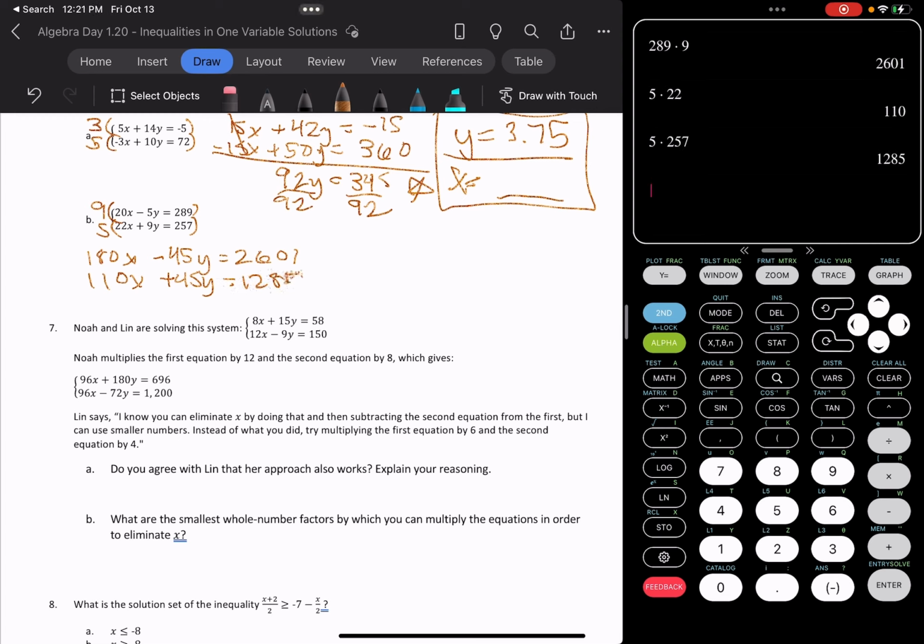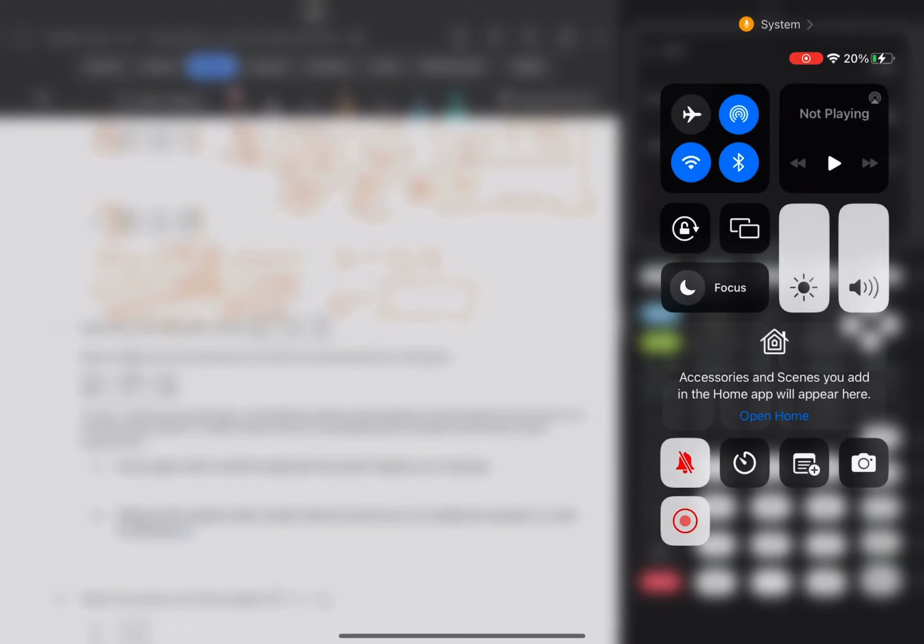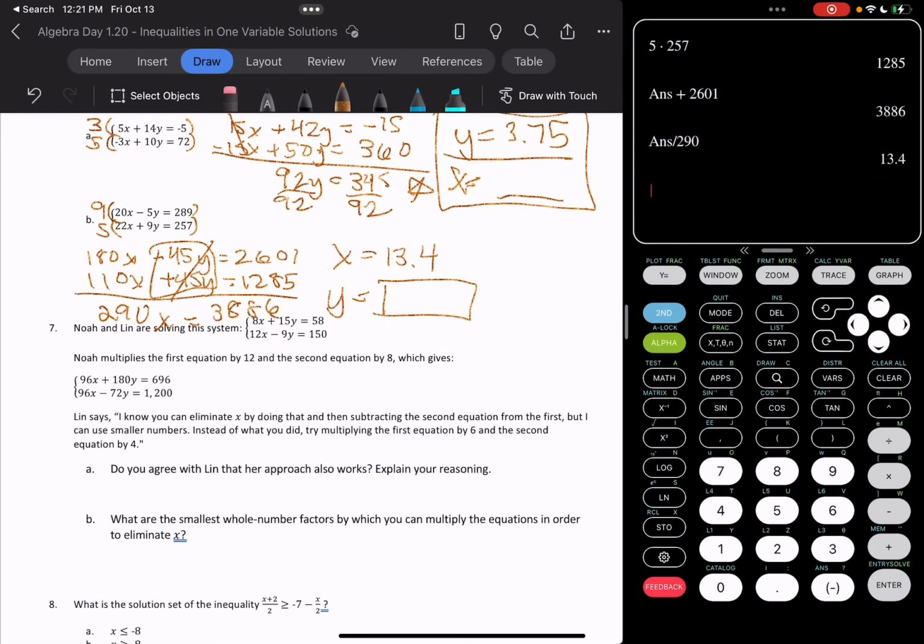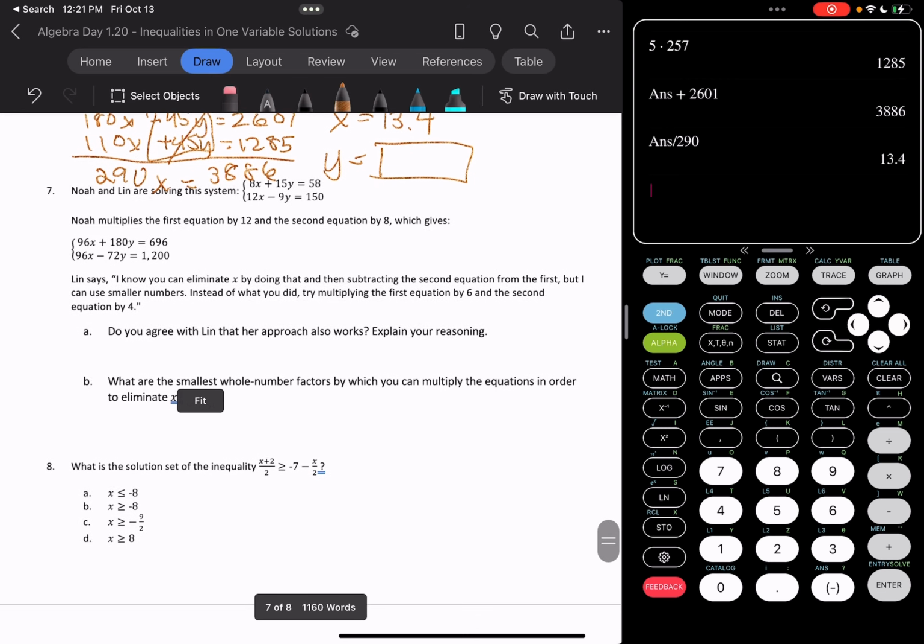equals 1285. Our middle terms are going to cancel out because 45 minus 45 is 0, and then this will be 290x equals 289 plus 2,601, rather, so we end up with 3886. Divide both sides by 290, and we get that x equals 13.4. So again, you have x, go back, plug that in, solve for y, and you'll get a nice answer there.